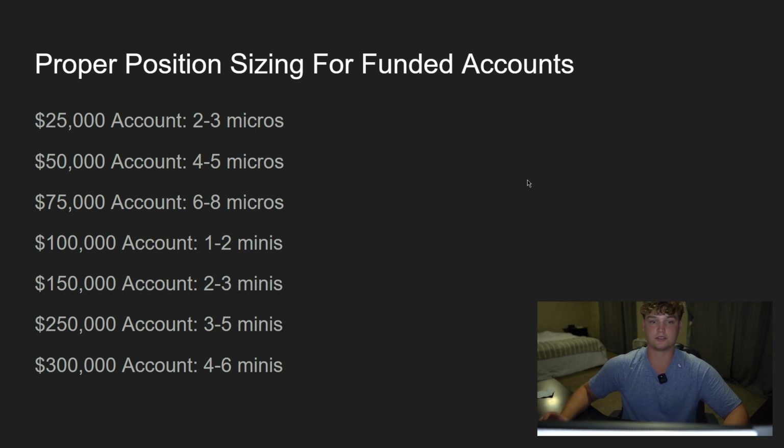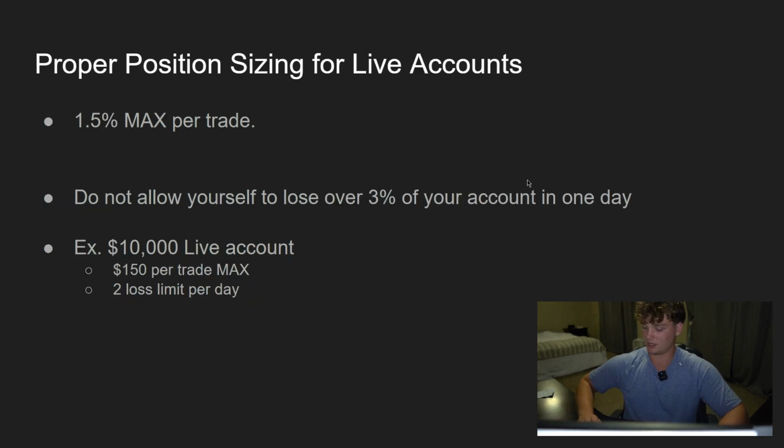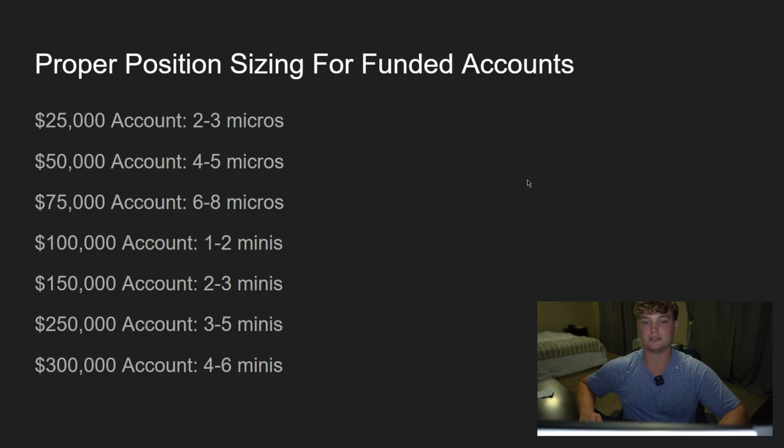So for a $25,000 account, I do 2 to 3 micros. $50,000 account, I do 4 to 5 micros. And then 75 is the 6 to 8. The 100K account is 1 to 2 minis. 150K account is 2 to 3 minis. 250K is 3 to 5 minis. And the 300K is 4 to 6 minis per trade.